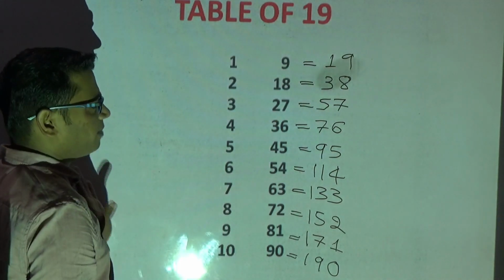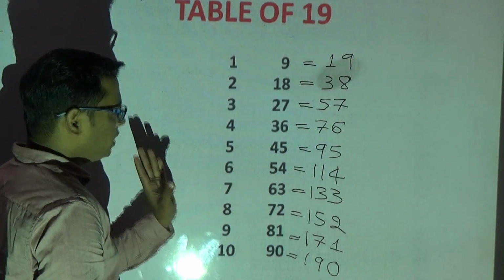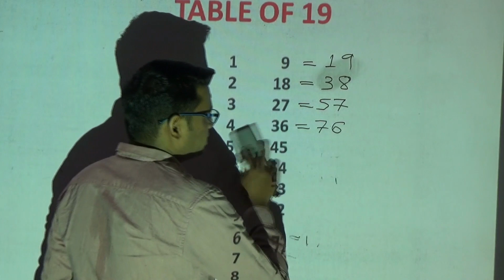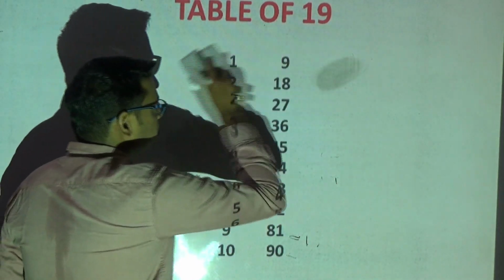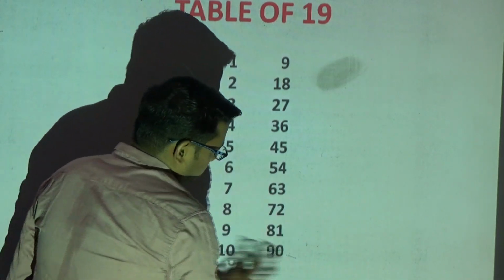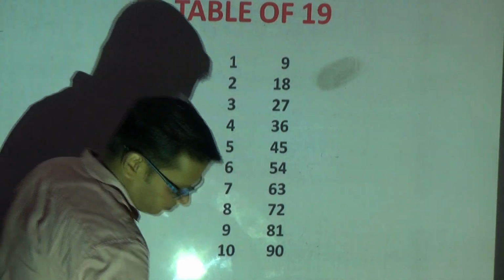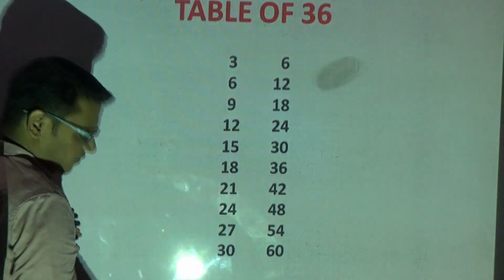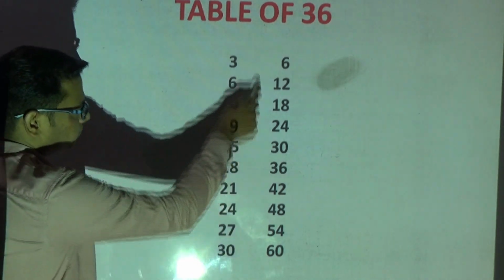So I strictly recommend the students to learn at least table from 1 to 9. Okay. Now we will go for higher digit number table. So like this you can construct the table from 11 to 99 or 100 very easily. Now I am going to construct the table of 36. First I will construct the table of 3.